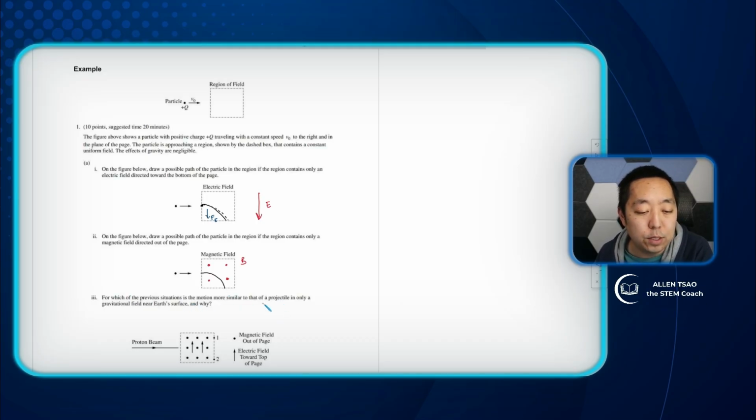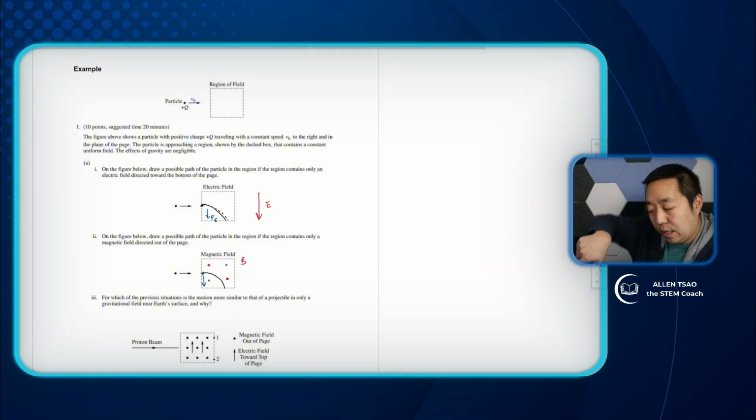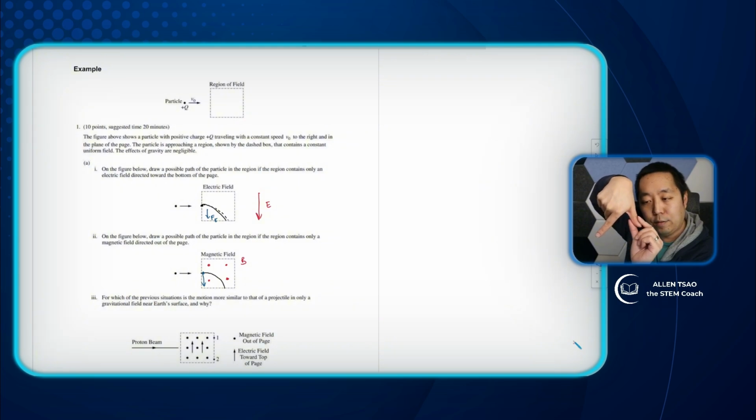Okay, which one is more similar to the projectile motion near the Earth's surface and why? Now, the thing about the magnetic field, and we're going to talk about this in a later lesson, is that the magnetic force actually changes because as the velocity changes, so now if the velocity is down and to the right and the magnetic field's towards me, notice that as the velocity rotates, the magnetic force is going to rotate. So the magnetic force is actually going to change as the velocity direction changes, like that. That would be the directions of the magnetic force. Whereas the electric force will always be in the direction of the electric field. So it's more like the electric field.